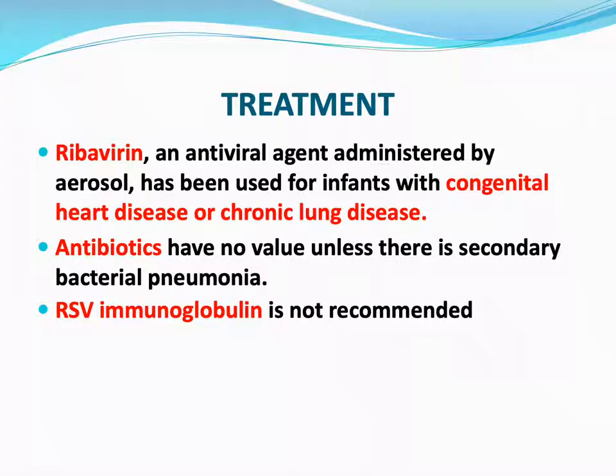Ribavirin, an antiviral agent administered by aerosol, has been used for infants with congenital heart disease and chronic lung disease when they develop bronchiolitis due to respiratory syncytial virus. Antibiotics have no value unless there is secondary bacterial pneumonia. Respiratory syncytial virus immunoglobulin is not recommended here.